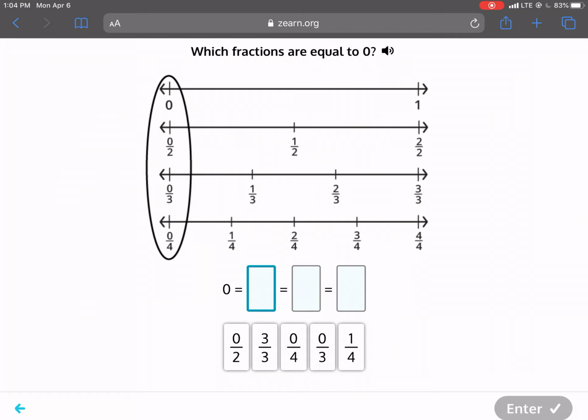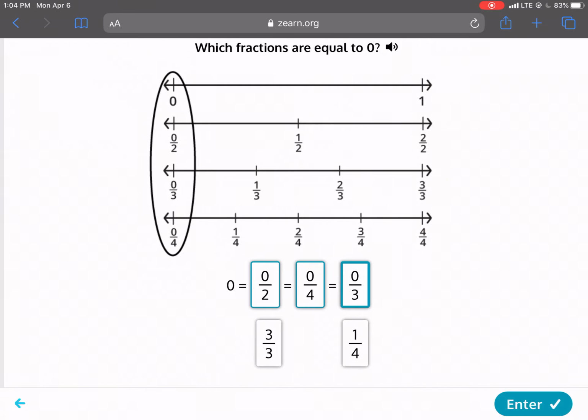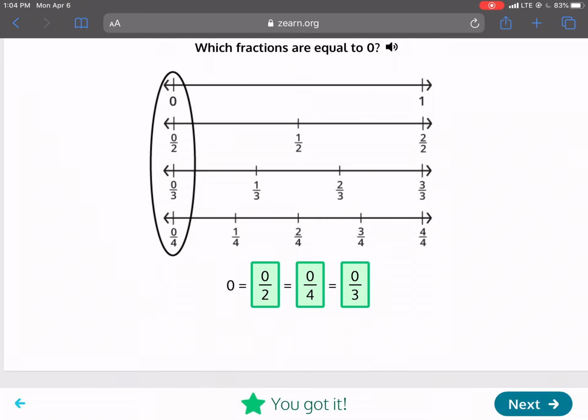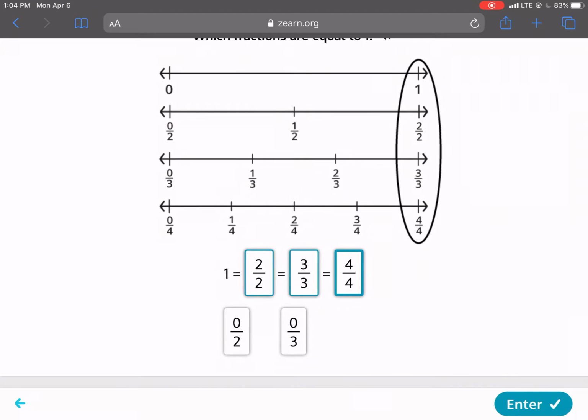Which fractions are equal to 0? So we're just going to look at our number lines to help us answer this. We've got 0 halves, 0 fourths, and 0 thirds are all equal to 0. Which fractions are equal to 1? I'm going to use my number line to help me. 1 is equal to 2 halves, 3 thirds, and 4 fourths.